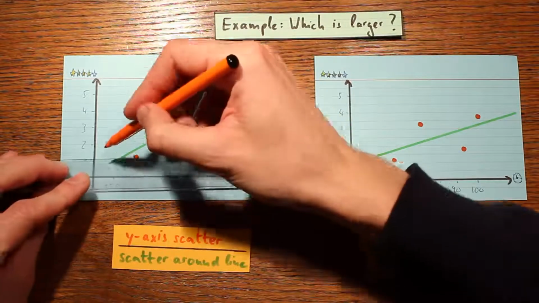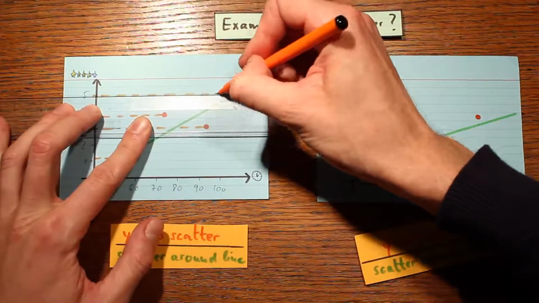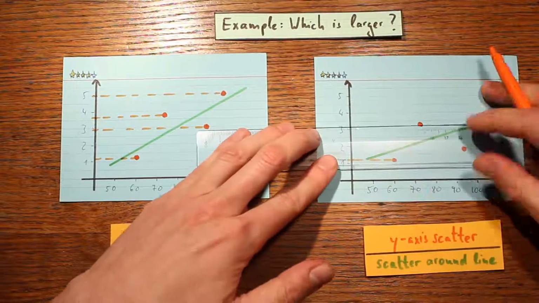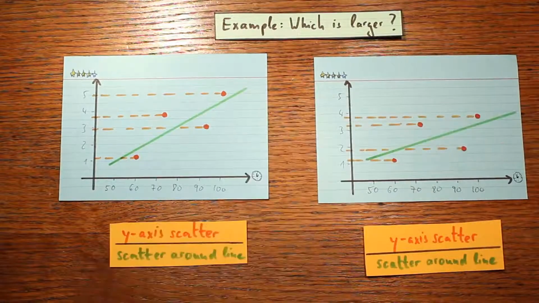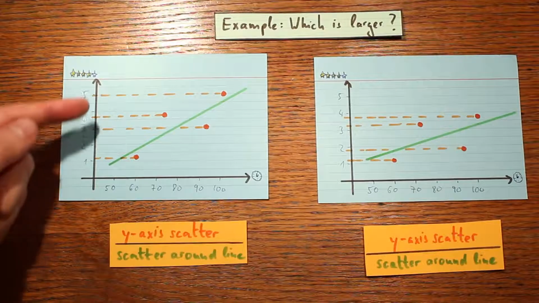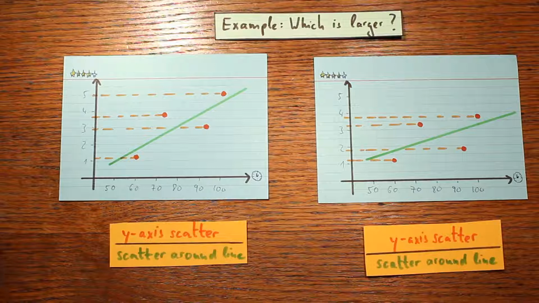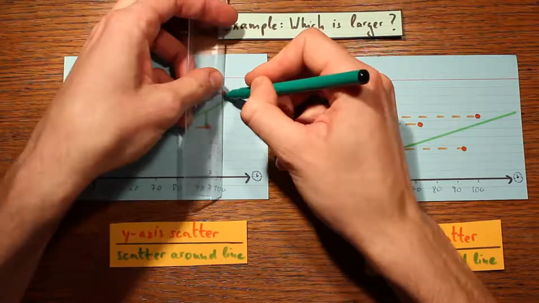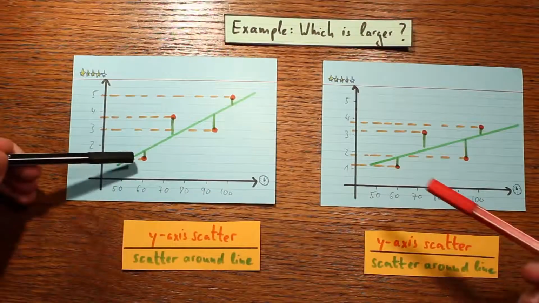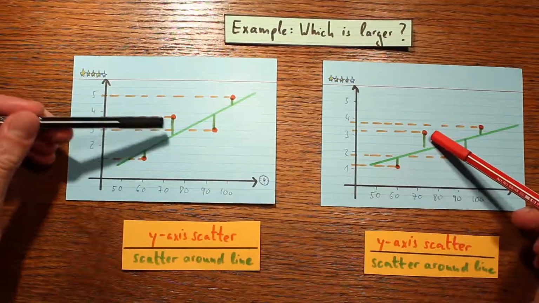So in the first scatter plot, we have these y values. And in the second scatter plot, we have these y values. And we can already see that the scatter along the y-axis is larger in this scatter plot. Okay, how about the scatter along the fitted line? So if I draw in the distances between the points and the lines, you can see that they are actually the same in both plots.